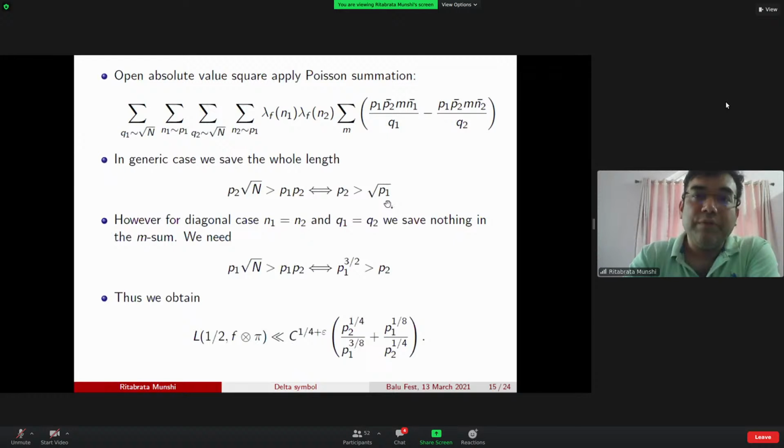And now if you follow the argument here, then you'll see that the ultimate bound that you get for the L function is conductor to the power 1/4 plus epsilon times this term. So one of these terms is coming from the off-diagonal contribution. The other term is coming from the diagonal contribution. And so we want this to be smaller than 1 by n to the power delta. And that happens if P2 is larger than square root of P1 times n to the power something, and P1 to the power 3/2 is larger than P2 times some n to the power something. Okay, so that gives you the level aspect of convexity for GL6 L function.